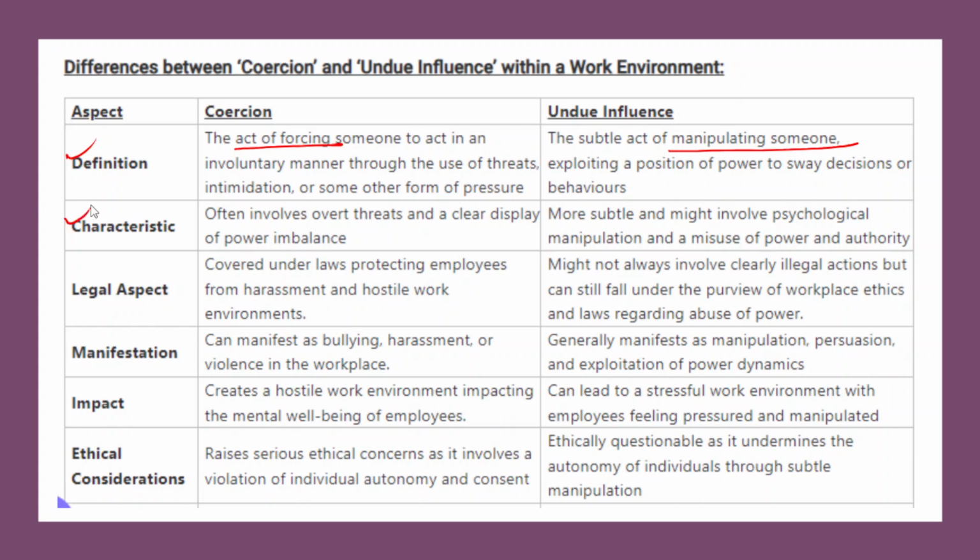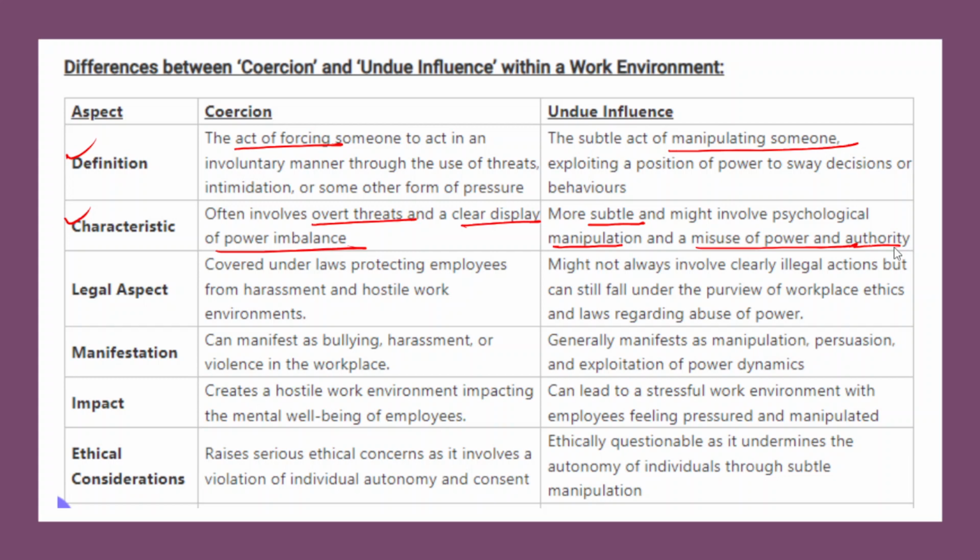If you look at the characteristics of coercion, it very often involves overt threats and a very clear display of power imbalance between employees and superiors. On the other hand, undue influence is more subtle. It also involves psychological manipulation and misuse of power and authority by a particular individual.